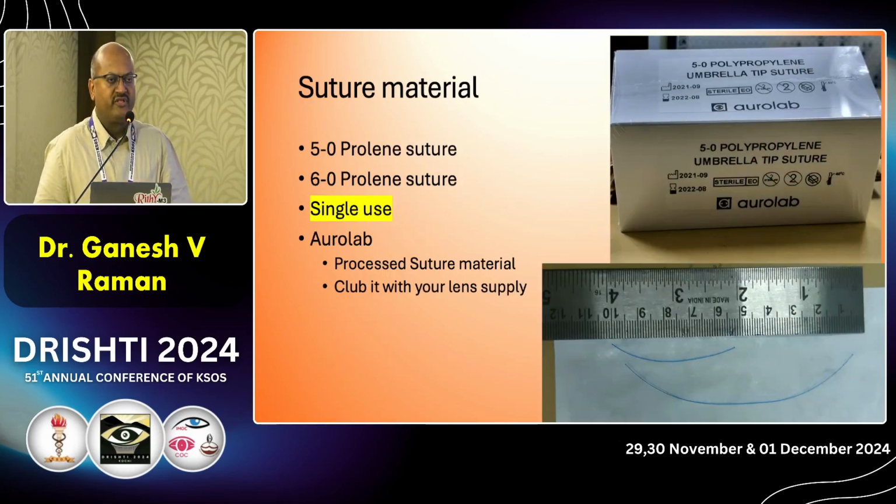For the GAT procedure, you need Prolene sutures. So we have the 5-0 and the 6-0 Prolene suture. Aurolab used to make them and give it to us separately, but now we get the sutures from the regular supplier, which could be Aurolab, but we make the suture ourselves. We blunt the tip ourselves using a thermal cautery, so we do that in the OR. Aurolab has stopped selling it, mainly because now they have to go through the DCGI to get a license to market it.